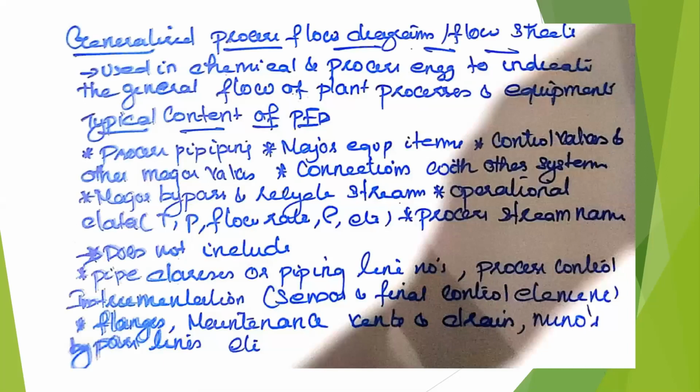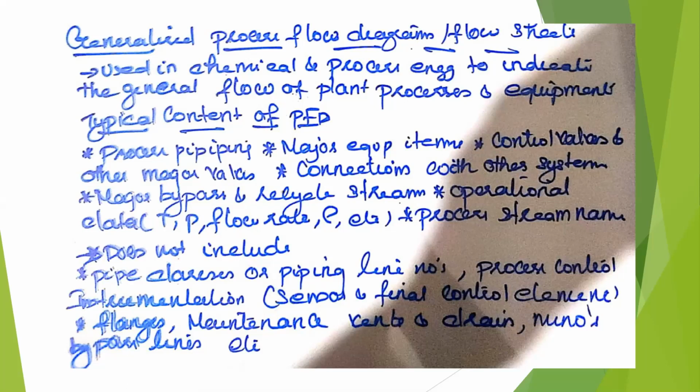The next topic is generalized process flow diagrams, or flow sheets. These are the flow diagrams used in process engineering to indicate the general flow of plant processes and equipment. For example, take the production of ethanol: you will have many equipments and many parameters to understand. So they prepare a generalized flow diagram with diagrammatic representations. If you see that diagram, you will come to know what the parameters are and what all has to be done.